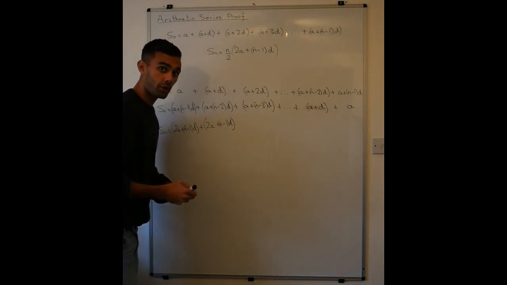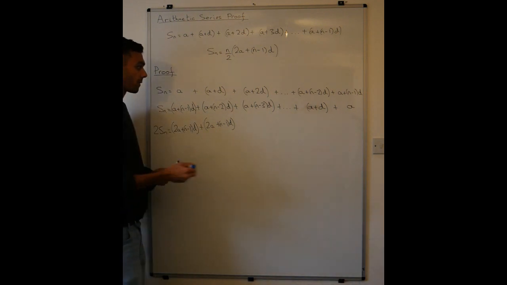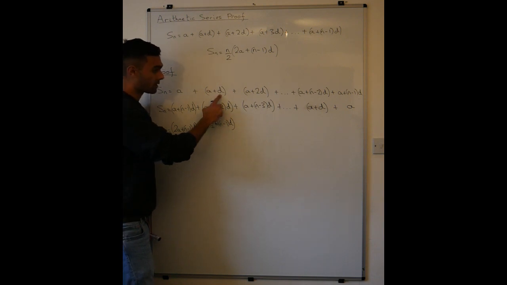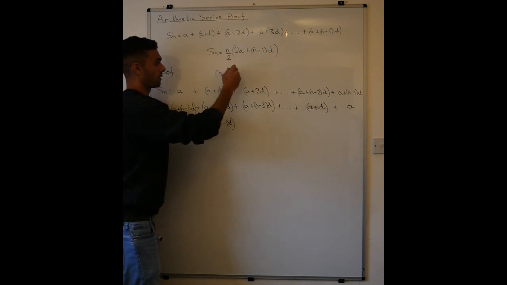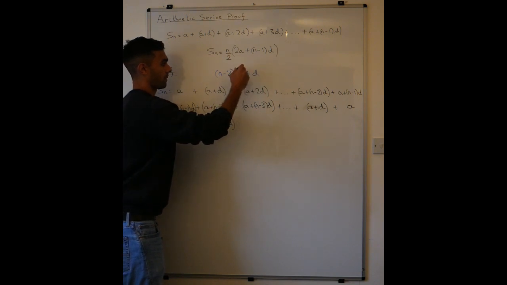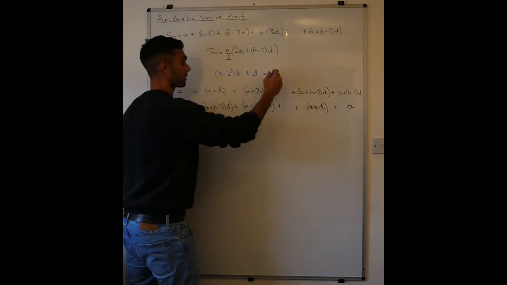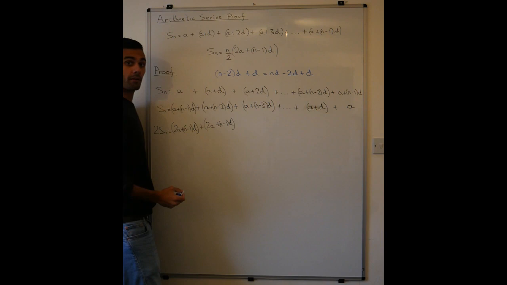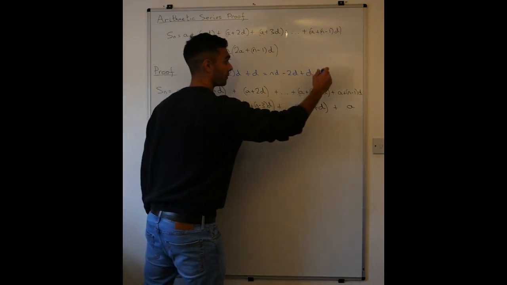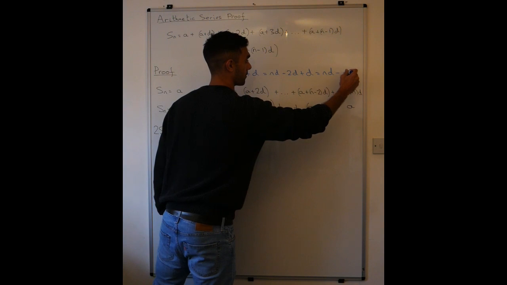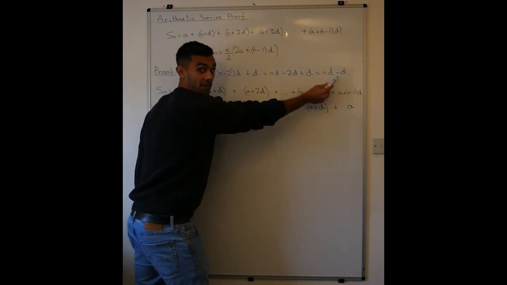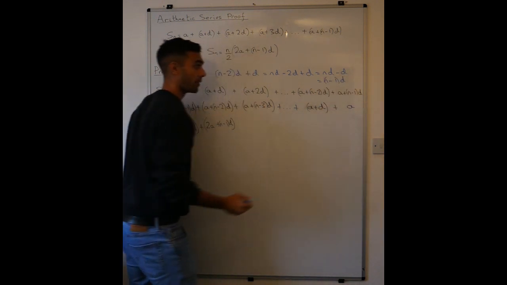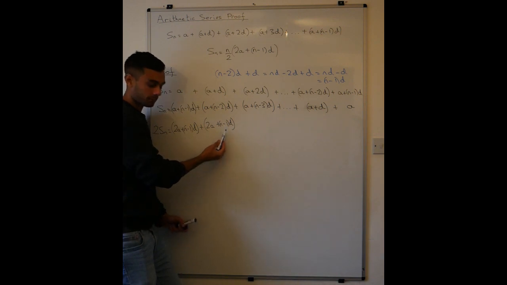If you're unsure of that, you can just quickly work it out on the side. Right? So the 2A's add to 2A, I think that's clear. And then we did (n-2)d plus d. If you expand brackets, we get that. Collect the d's together. And then if you factorise the d out, you get (n-1)d. So that's what we've got there.